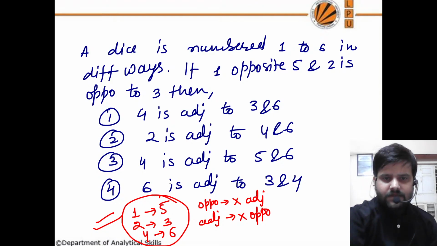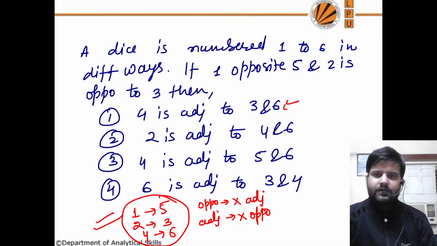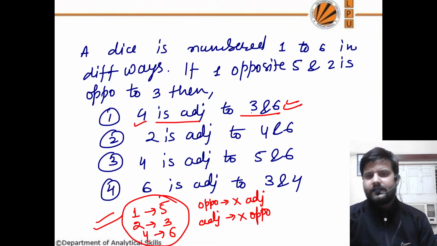Now, let's observe every option. The first option says 4 is adjacent to 3 and 6. Tell me one thing. One number can be adjacent to 2. How is it possible? When the number is in the middle, isn't it? So it means 4 is adjacent to 3 and 6. Is it possible?